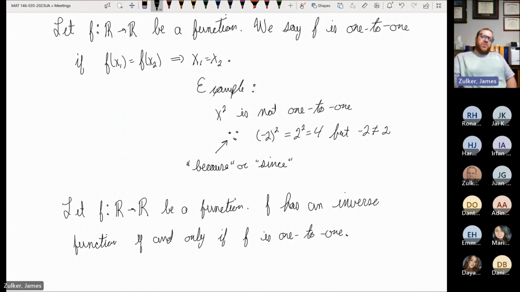The only functions that have an inverse are 1-to-1 functions. Right? In fact, this works both ways. If a function is 1-to-1, then it has an inverse. Also, if f has an inverse, then it is 1-to-1. Right? So this is your test.